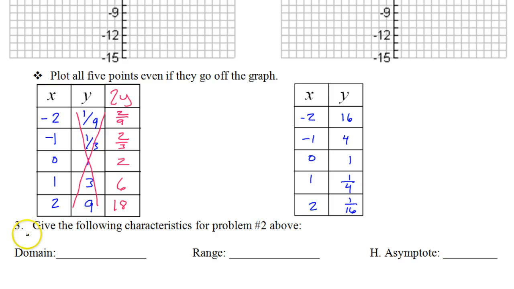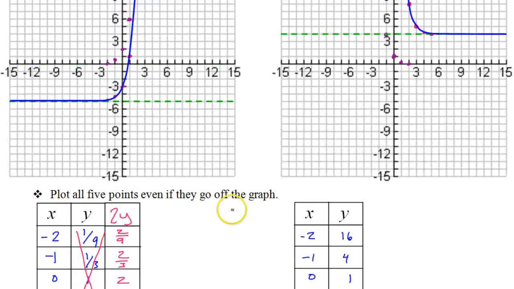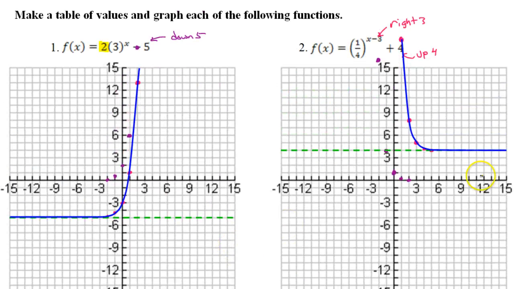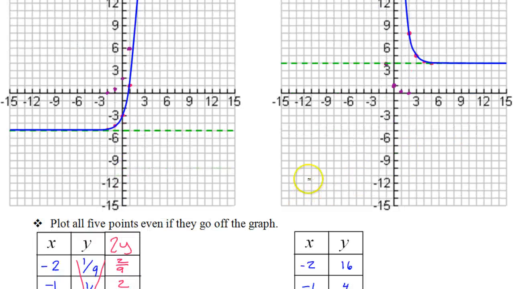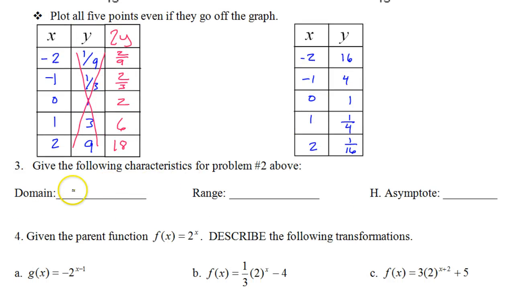Alright, so problem number 3 refers back to problem number 2 above. So the domain, which is the x values, is from negative infinity to positive infinity, because it goes left forever and it goes right forever. Okay, all exponential functions have a domain from negative infinity to positive infinity.